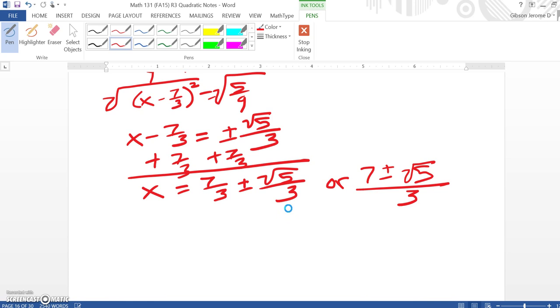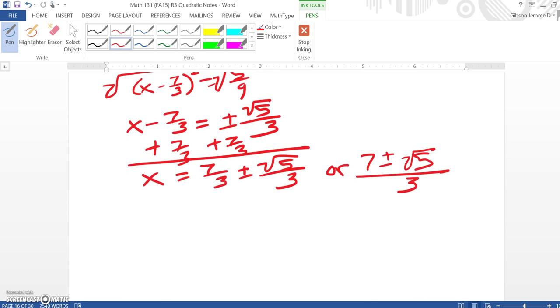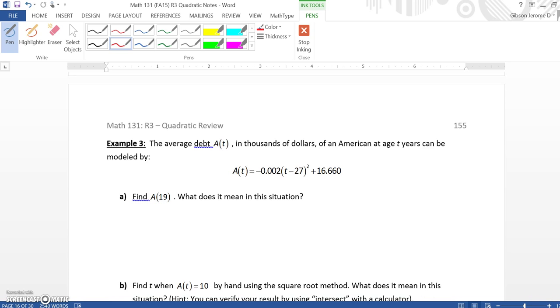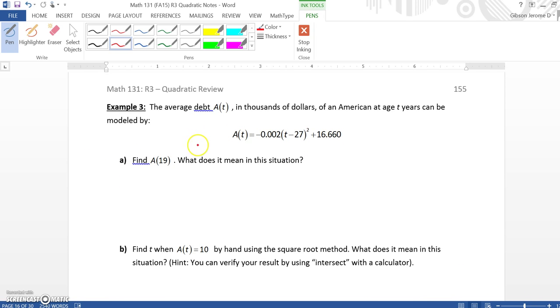Now, we want to scroll on to the next page. And now we have example 3. It says the average debt A of T in thousands of dollars of an American age T years can be modeled by. Now, this is what we need to do with this here. It says find A of 19. So the first thing we need to do here is substitute in 19 for T.